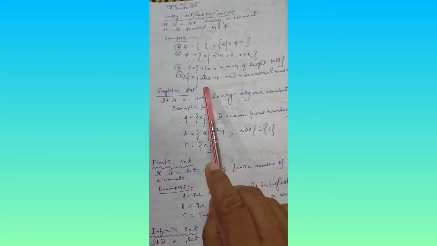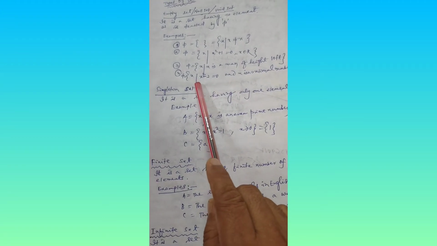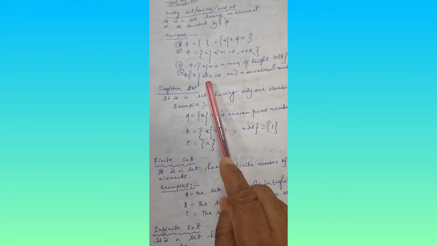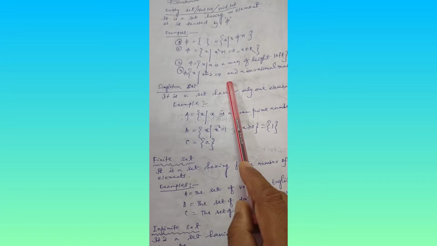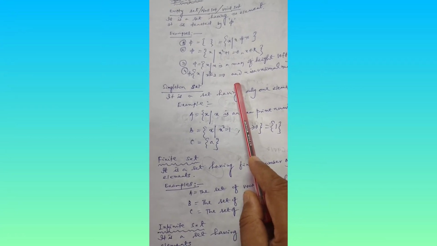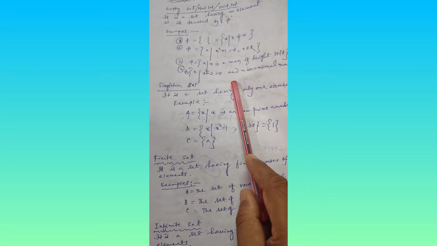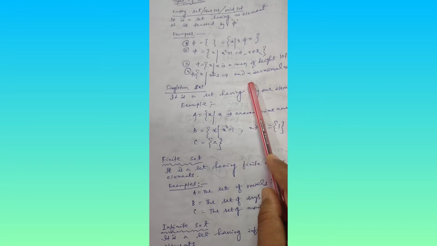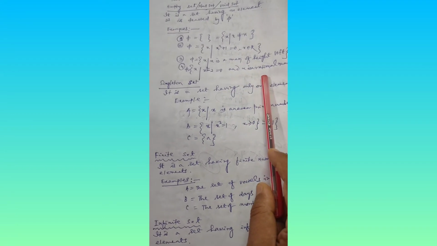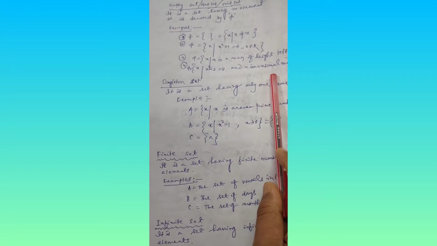We consider another set of all x such that x square minus 2 is equal to 0 and x is a rational number. Definitely, we don't have a rational number whose square is 2. Therefore, this set does not have any element. It is a null set.